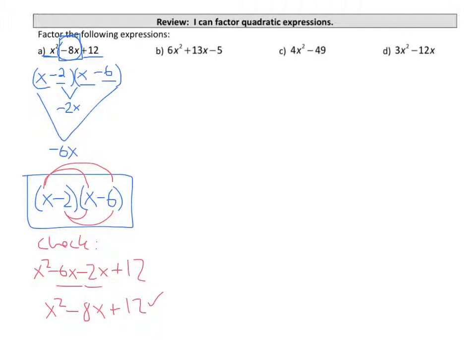In the next example, again, I check for a GCF, and I can't think of any factors that 6, 13, and 5 have in common other than 1. So I can't factor out a GCF. So I go to my two binomials, and my first two terms need to multiply to 6x squared. So I have a dilemma because it could be 6x and 1x, or it could be 2x and 3x.